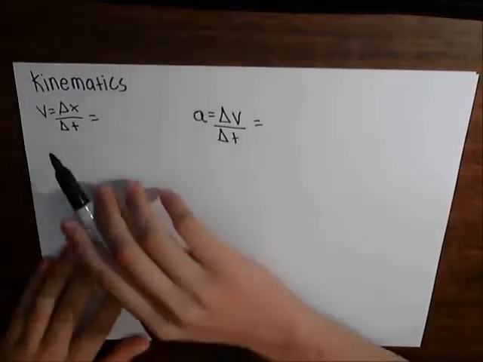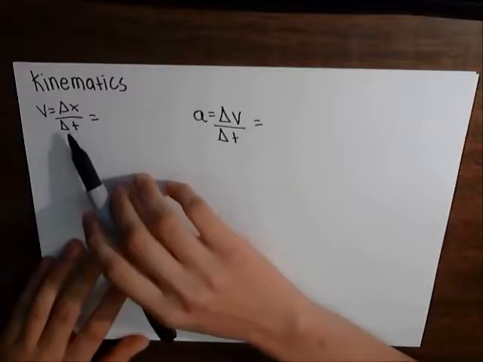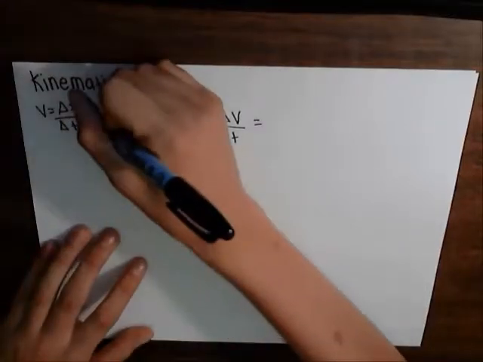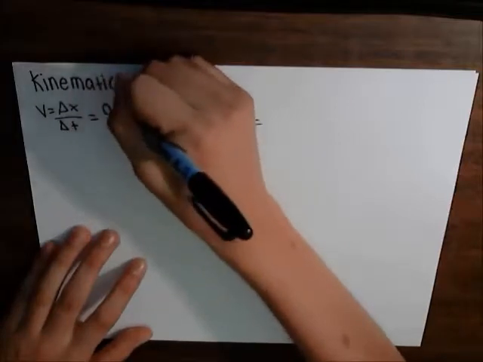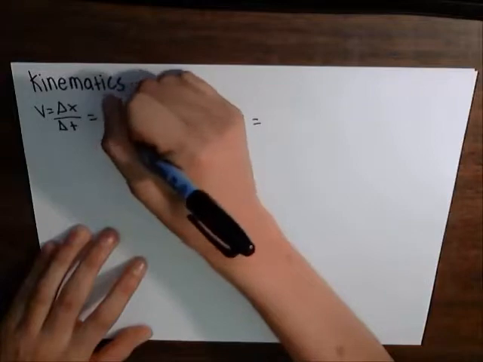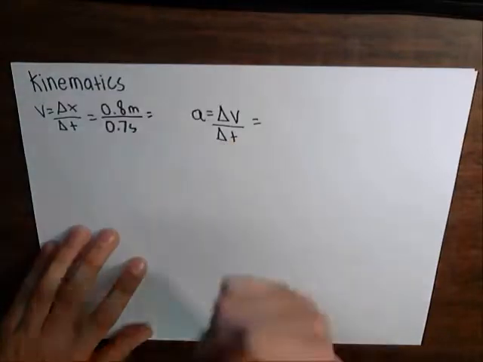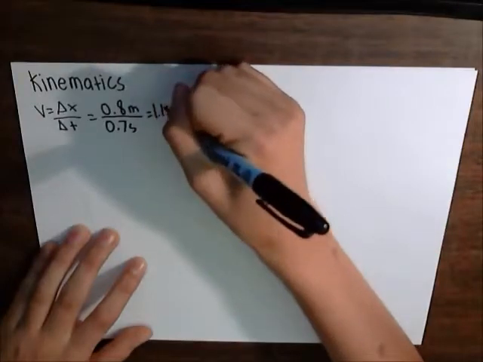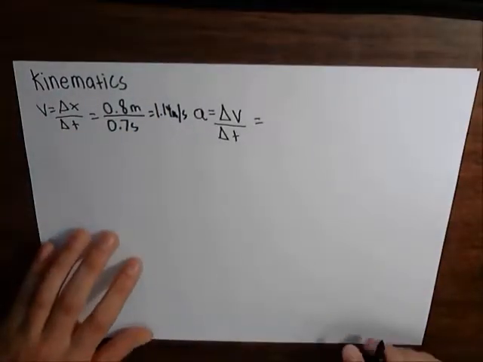So right here we have v equals delta x over delta t, so we know that the change in position is 0.8 meters, and we know that the change in time is 0.7 seconds. So if we calculate that, we get roughly 1.14 meters per second.